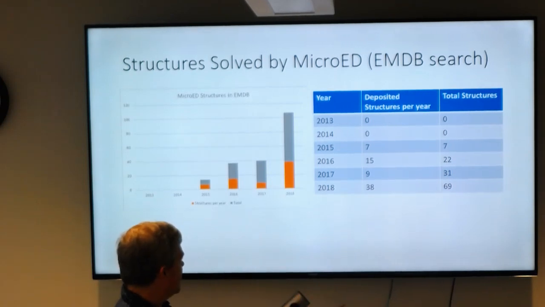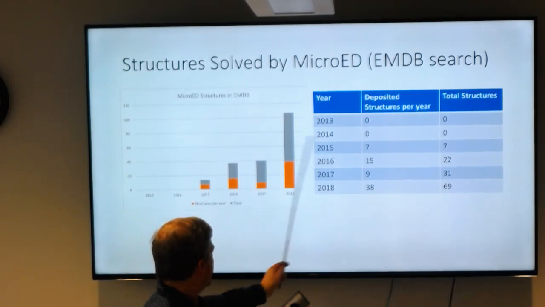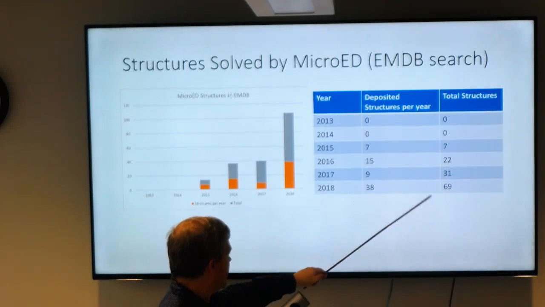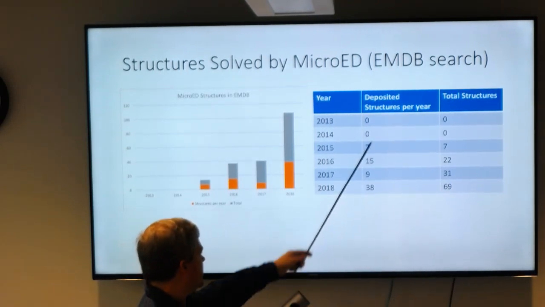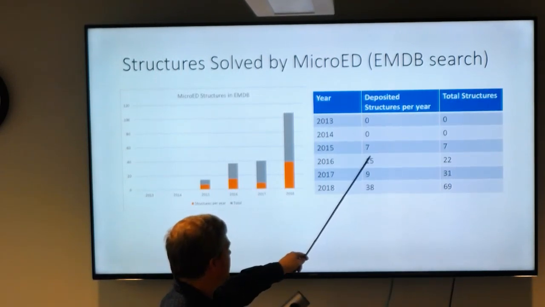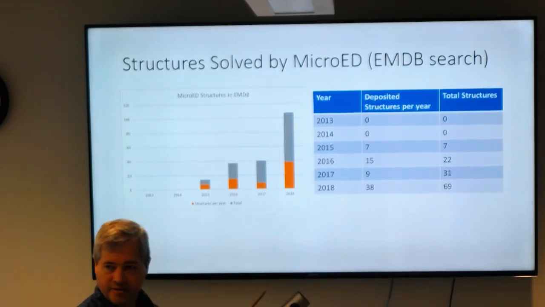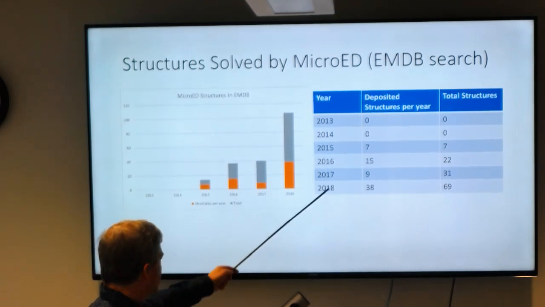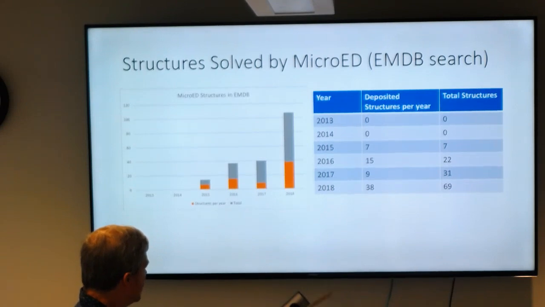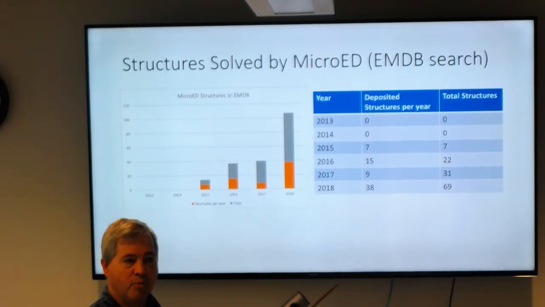So 2015 there were 7, 2016 22, 2017 31, this is the total number of structures. So 2015 7, 15, and then a bit of a dip in 2017, and then 2018 there were 38. So it's quite a big jump in one year. And the main reason for this big jump in 2018 is that this is when they got the idea of doing it not for proteins, but for small molecules.